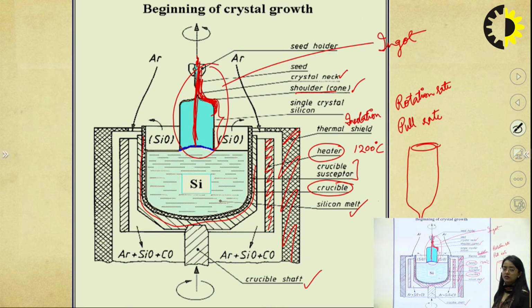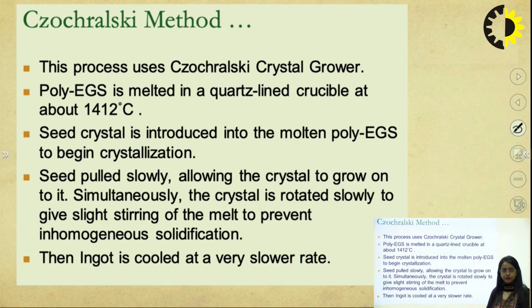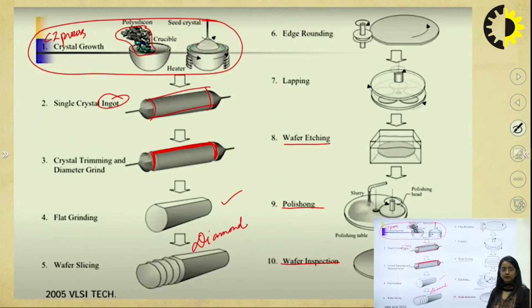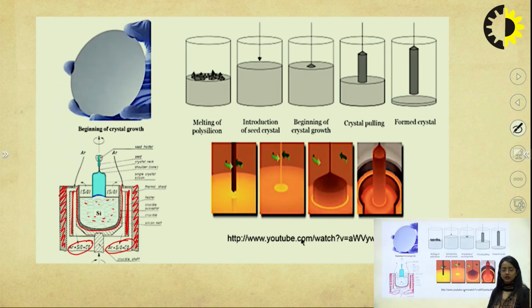This complete thing is called an ingot. So this is how Czochralski's crystal growth results in the preparation of an ingot. We can see here that melting of polysilicon takes place. When the silicon starts melting, the level of liquid has increased, and then we are dropping a thread and we are rotating also.